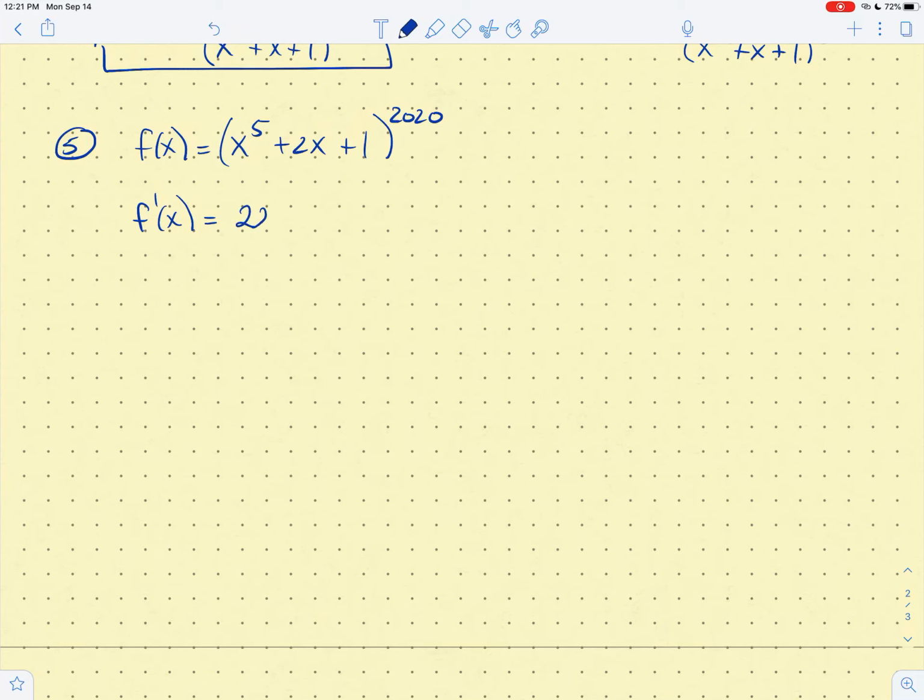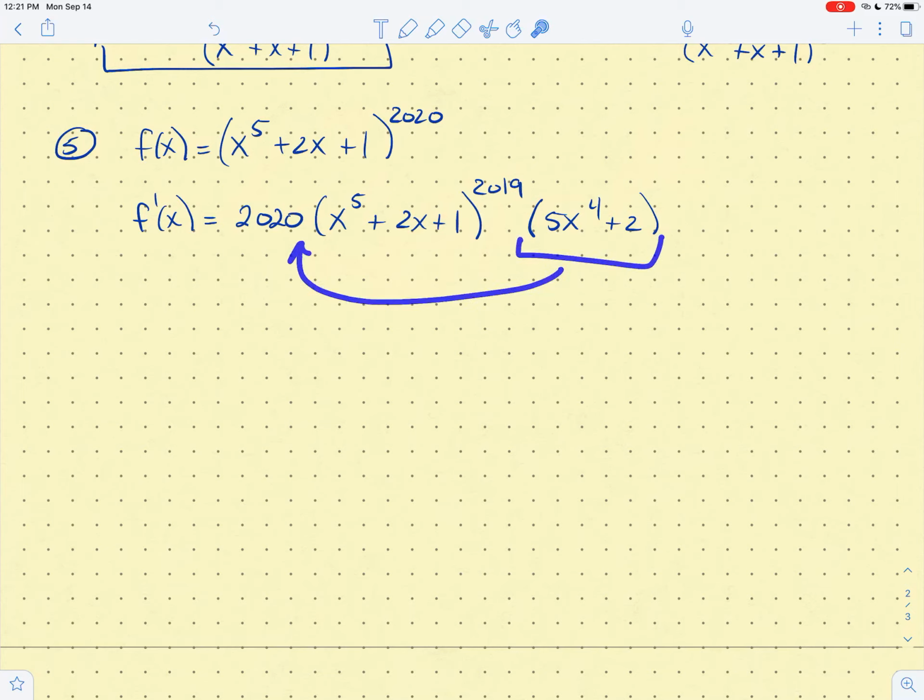So f prime is going to be 2020 times the same inside, x to the fifth plus 2x plus 1, to the 2019 times the derivative of the inside, which is 5x to the fourth plus 2. And that's really about all you can do with this problem. I guess you could move this factor out front if you wanted to, but I mean, it's fine. So let's stop this video here, and then we'll do more examples in the next one.